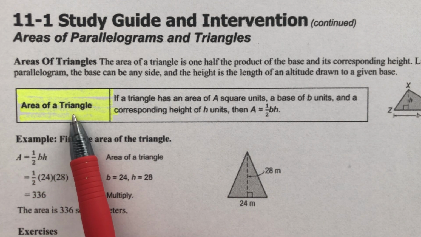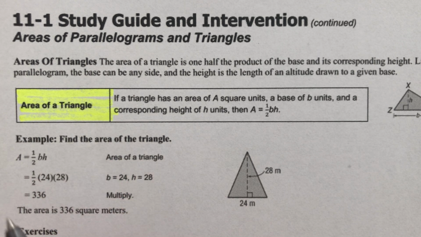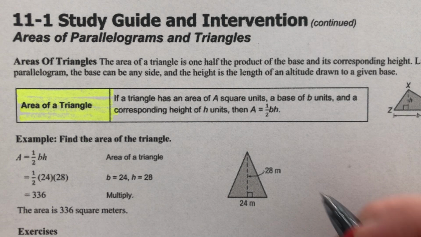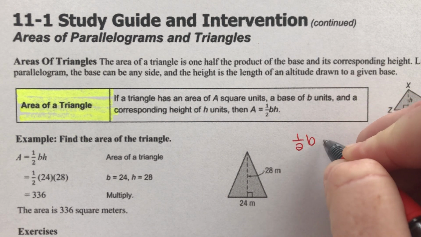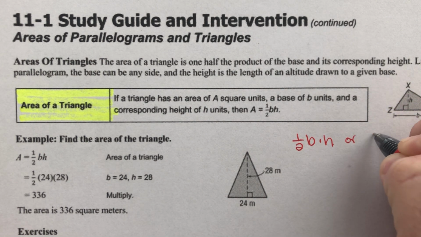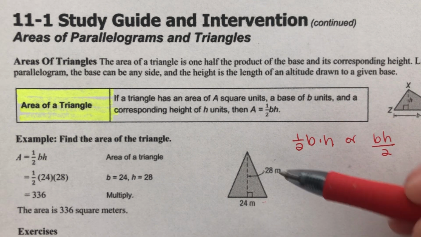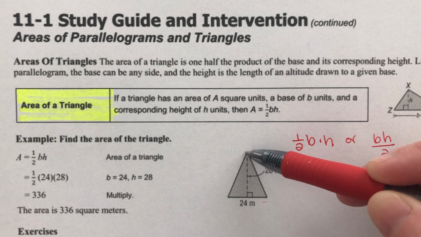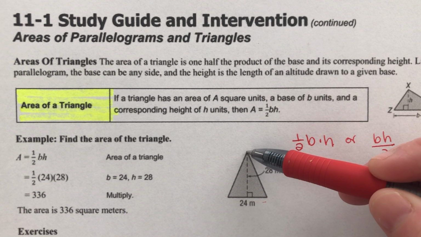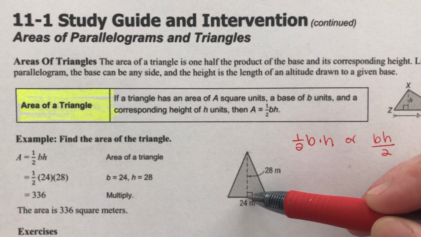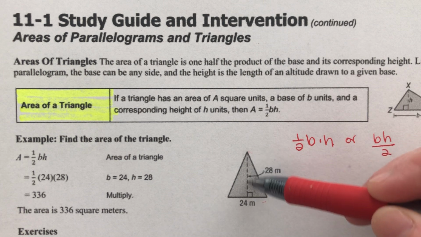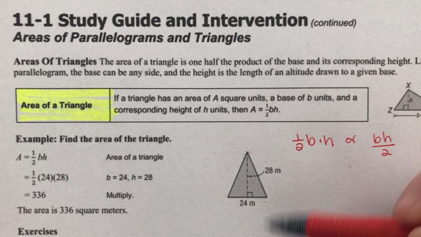So as a reminder, as a review, area of a triangle is base times height divided by 2, or 1/2 base times height. It's the same thing either way. Doesn't matter which way you look at it. So in this triangle here, our base is 24. Our height is 28. Height is the distance from the top of your shape straight down to the base of your shape. It's a perpendicular line. It's straight up and down vertical, okay?